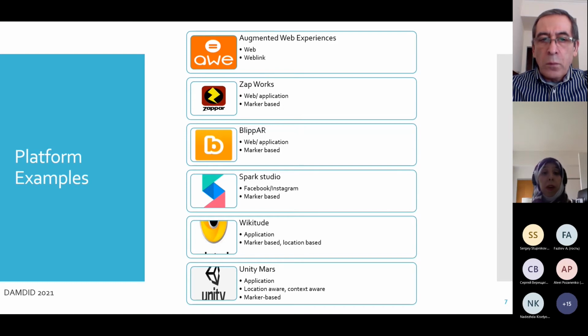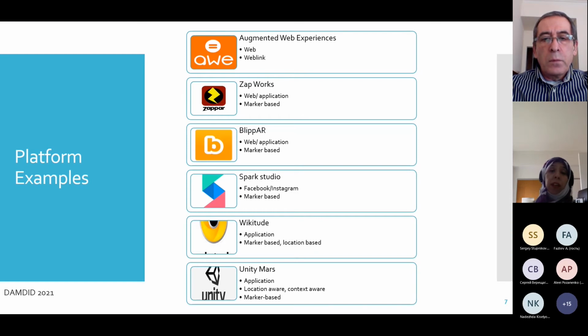Then we have the BlipR platform. It has both capabilities, being viewed on the web or in an application. It's also marker-based. The Spark Studio is also marker-based. And then we have Wikitude and Unity Mars. They have special applications to view the AR experiences. And both of them have somewhat more advanced capabilities, including location-based AR.